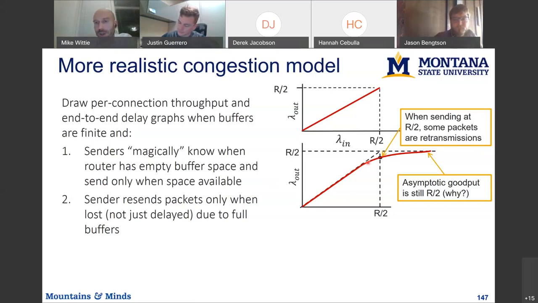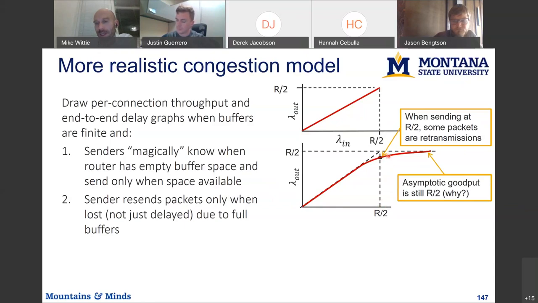Okay. And so when they're sending at the rate R over 2, this accounts for losses. When they then start retransmitting packets, now they're sending at R over 2 plus the retransmitted packets, so they're actually generating more than R over 2 traffic. Okay, and now they can start delivering some of those packets as well.